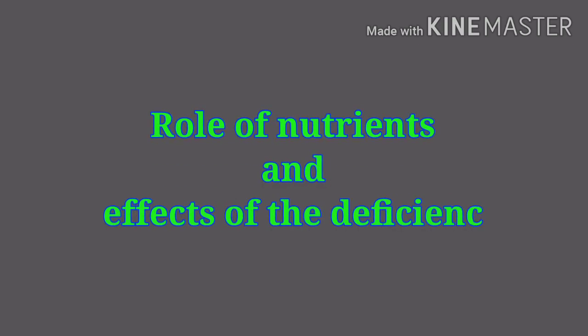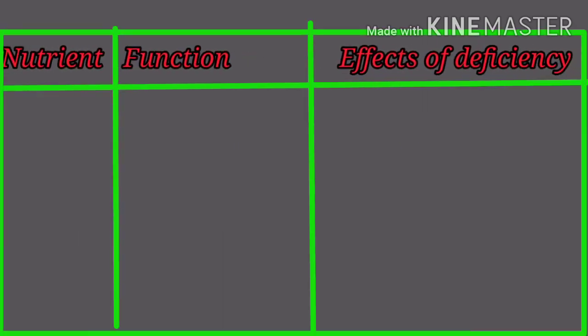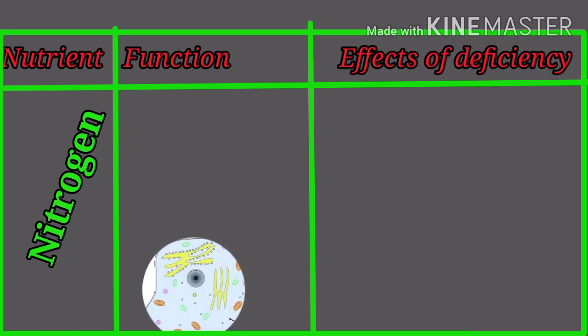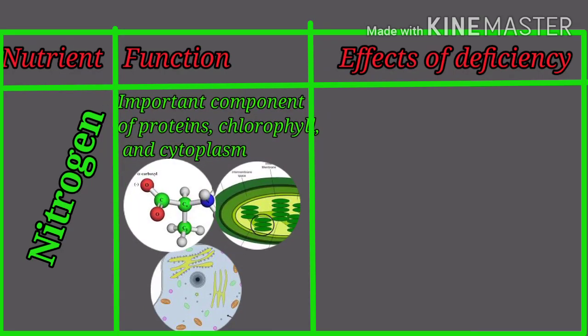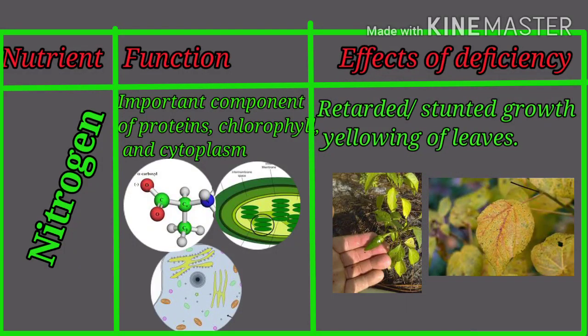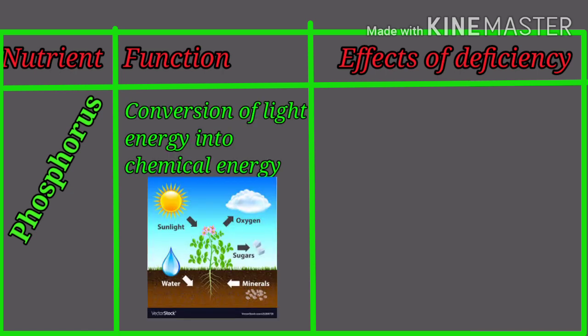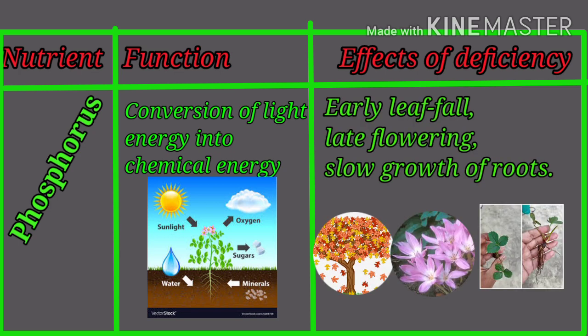Role of nutrients and effects of their deficiency on plants. Nutrient: nitrogen. Function: important component of proteins, chlorophyll and cytoplasm. Effects of deficiency: retarded or stunted growth, yellowing of leaves. Nutrient: phosphorus. Function: conversion of light energy into chemical energy. Effects of deficiency: early leaf fall, late flowering, slow growth of roots.